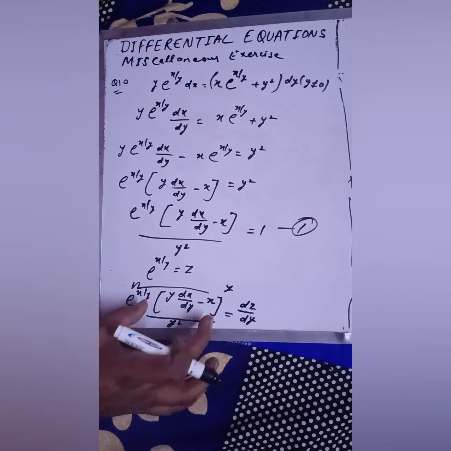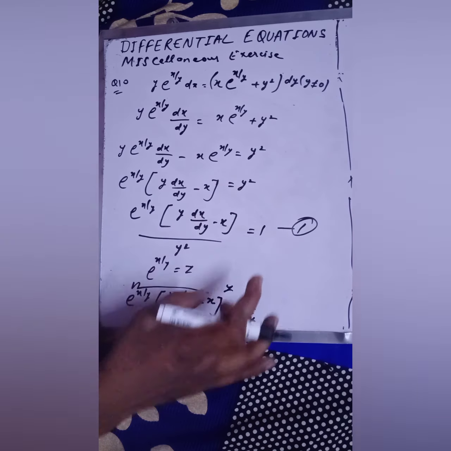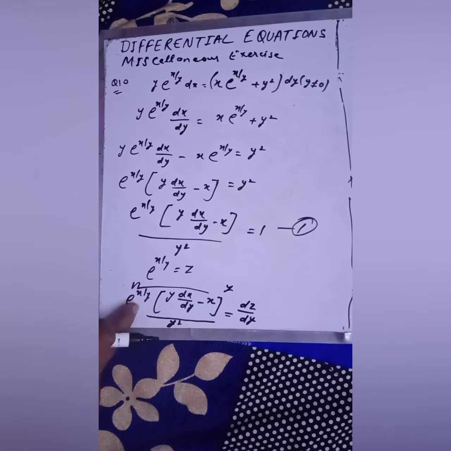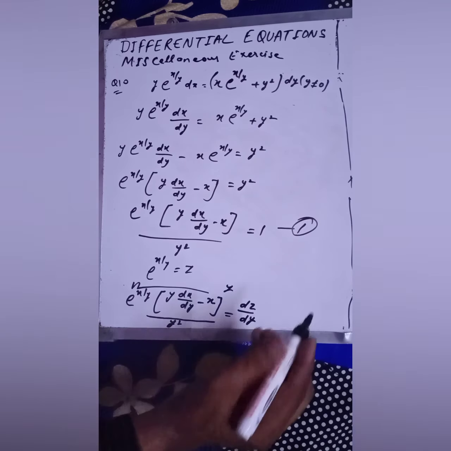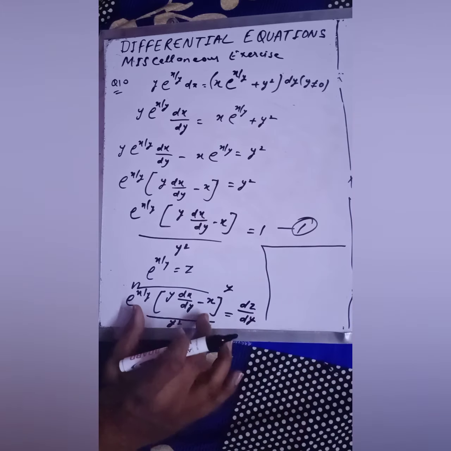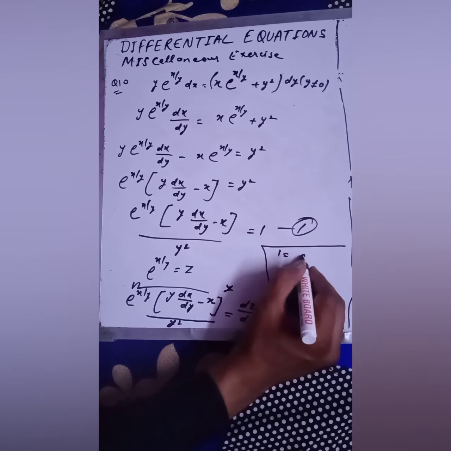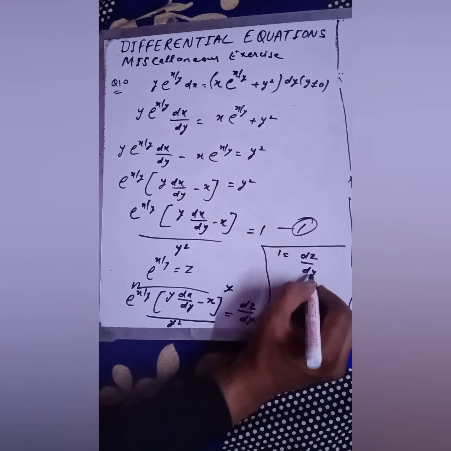Okay, so at the place of this, I'm putting 1 here. So you will get e raised to 0, that is 1 by 1, which is equal to dz over dy. Here I'm solving it, so this whole would be 1. So 1 is equal to dz over dy.